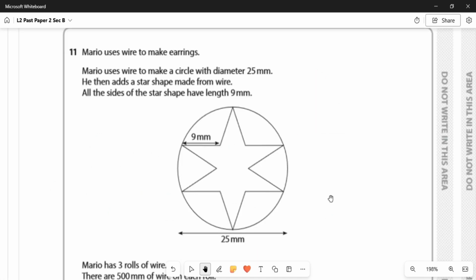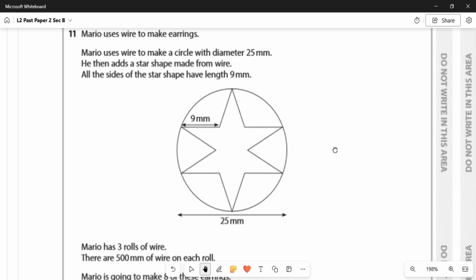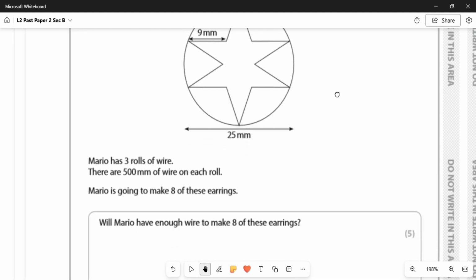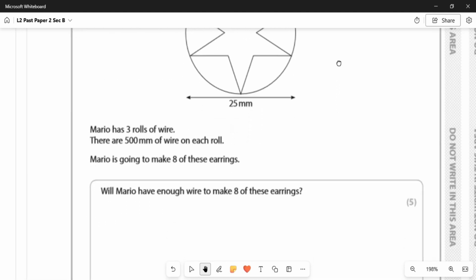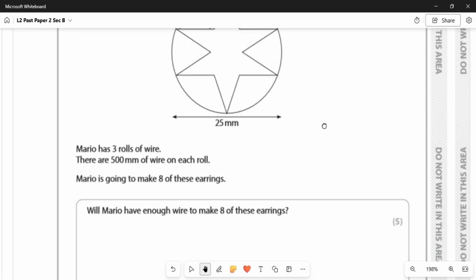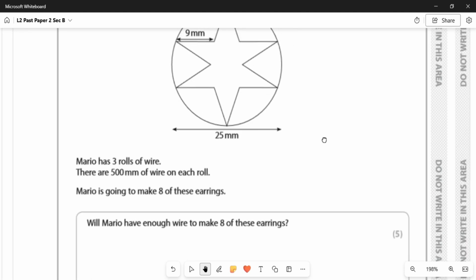Question 11. Mario uses wire to make earrings. Mario uses wire to make a circle with diameter 25 millimeters. He then adds a star shape made from wire. All the sides of the star shape have length 9 millimeters. Mario has 3 rolls of wire. There are 500 millimeters of wire on each roll. Mario is going to make 8 of these earrings. Will Mario have enough wire to make 8 of these earrings? 5 marks for this question.